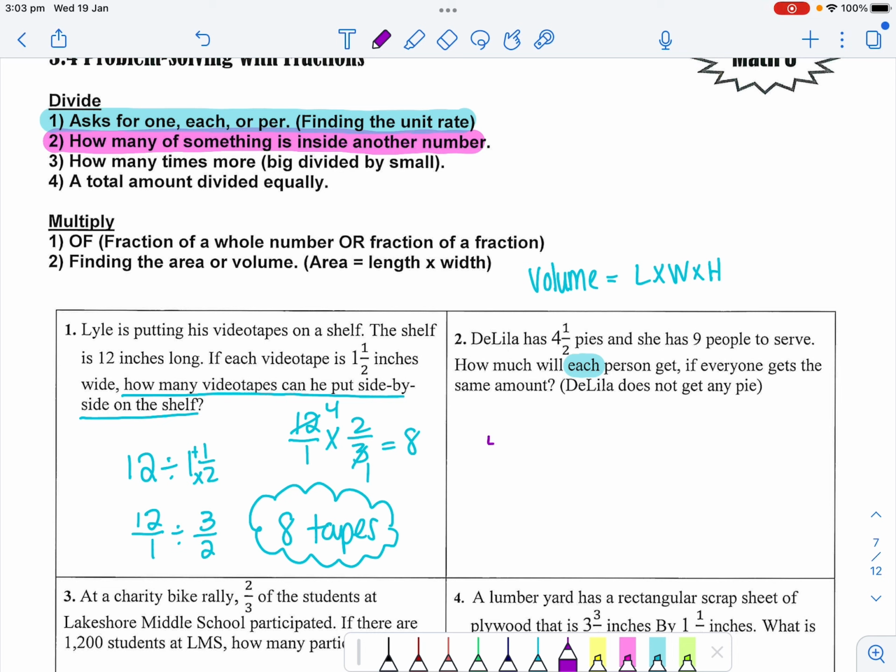So I'm taking the 4.5 pies and I'm dividing it amongst 9 people. So I'm taking the amount that I have and I'm dividing it with the number of people that I want to share it with. So 4 times 2 is 8, plus 1 is 9 over 2, divided by 9 over 1. So it's going to be 9 over 2 times 1 over 9, and I'm going to cross these out, so 1 over 2. So each person gets half of a pie.